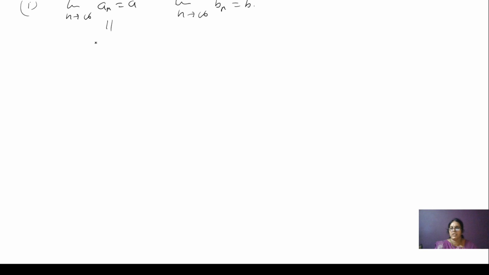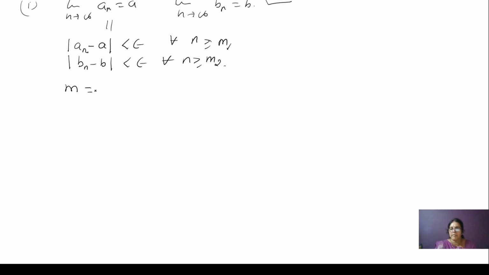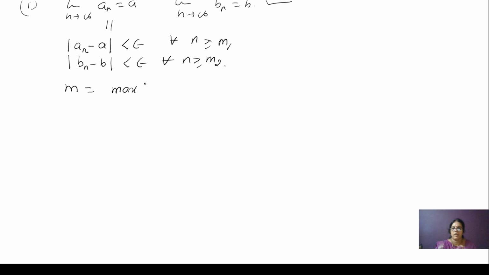So by definition, this implies there exists a positive integer m1 such that mod an minus a is less than epsilon for every epsilon greater than 0 and n greater than or equal to m1. Similarly, this implies that mod bn minus b is less than epsilon for every n greater than or equal to m2. Now I will choose m as the maximum of these two numbers m1 and m2, maximum of m1 and m2.